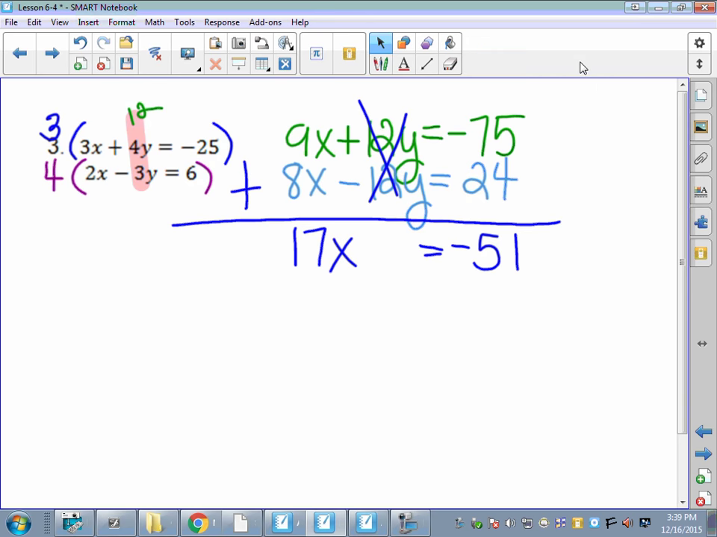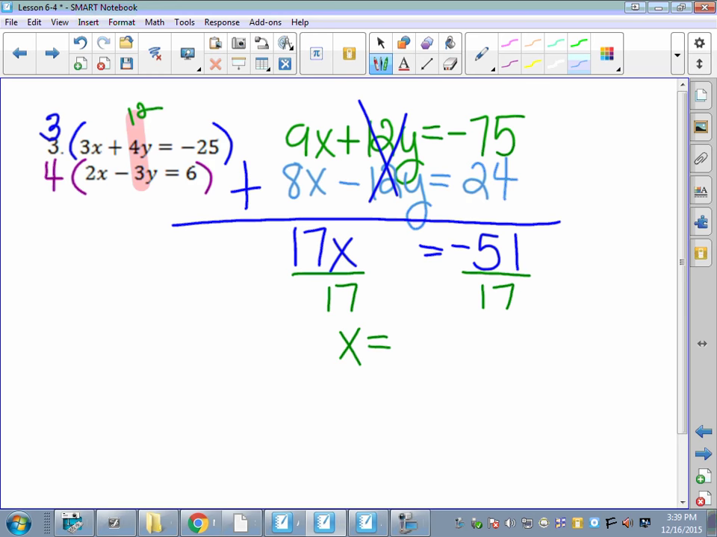And then I got a one-step equation. Finish solving that. Divide both sides by 17. It looks ugly, but I'm pretty sure that comes out to a negative 3. We're not done. We want to make sure that we get the y as well. Which equation would you go back to solve for y? Does it matter, first of all? Doesn't matter which one you pick.